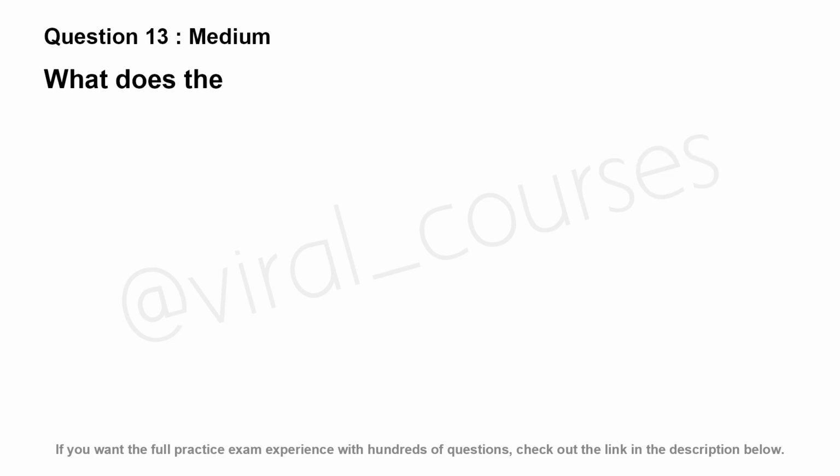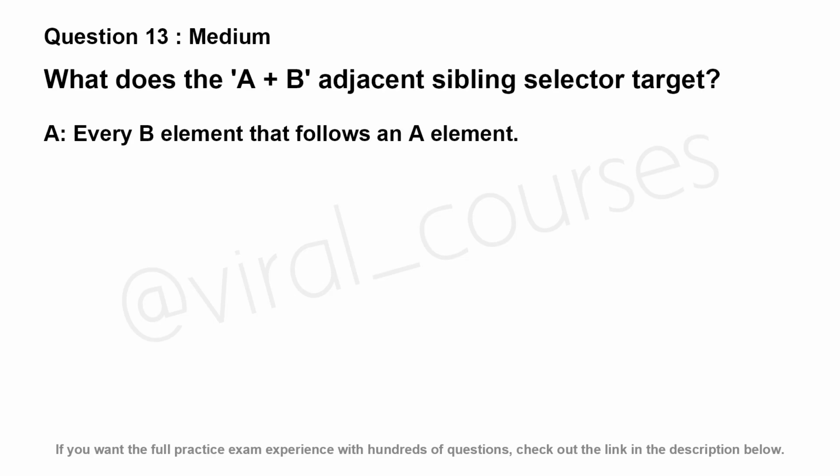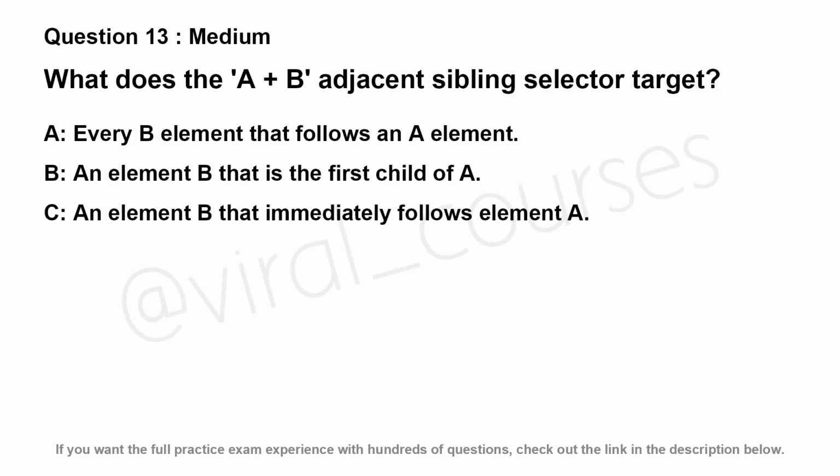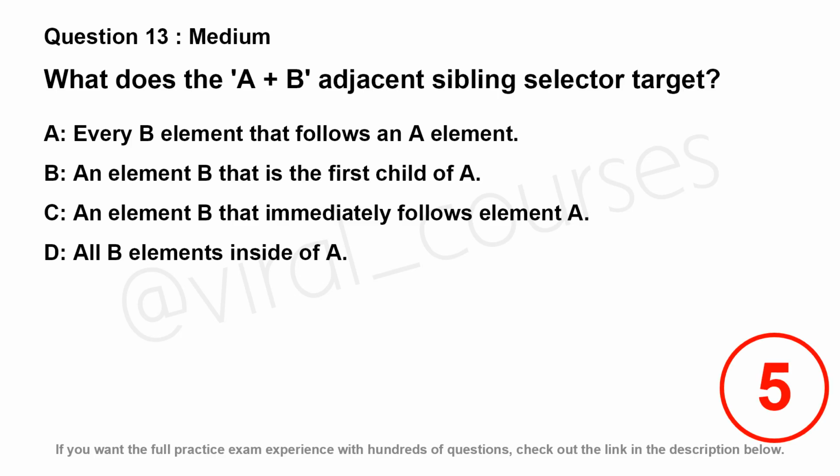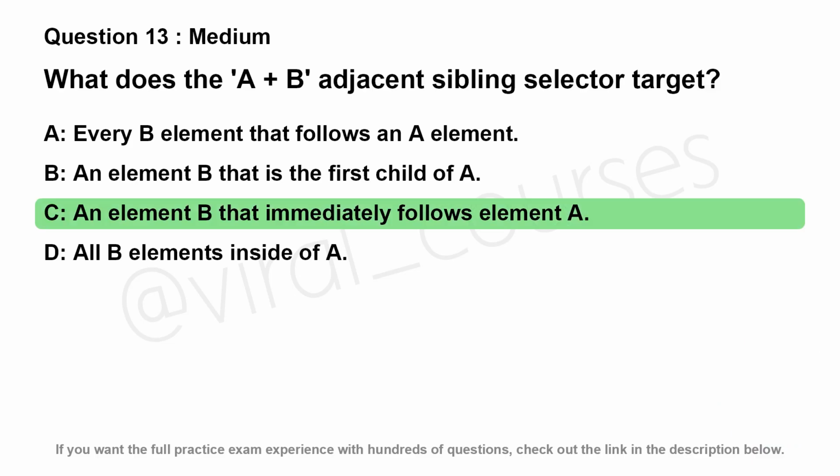What does the A + B adjacent sibling selector target? Option A, every B element that follows an A element. Option B, an element B that is the first child of A. Option C, an element B that immediately follows element A. Option D, all B elements inside of A. The correct answer is C.